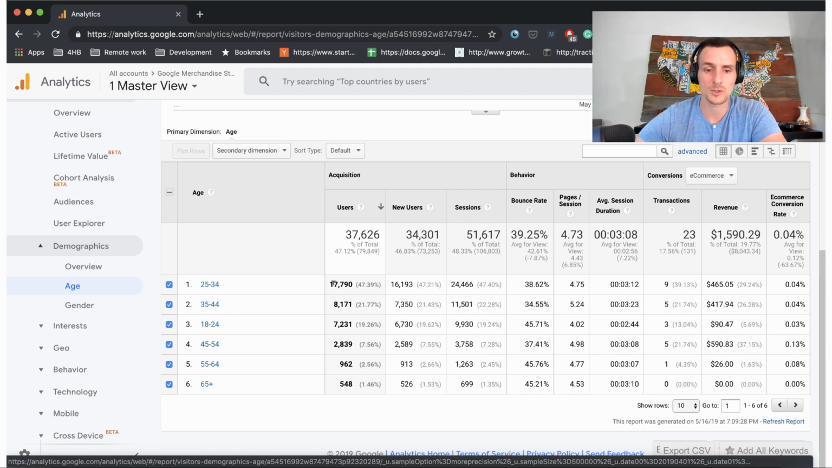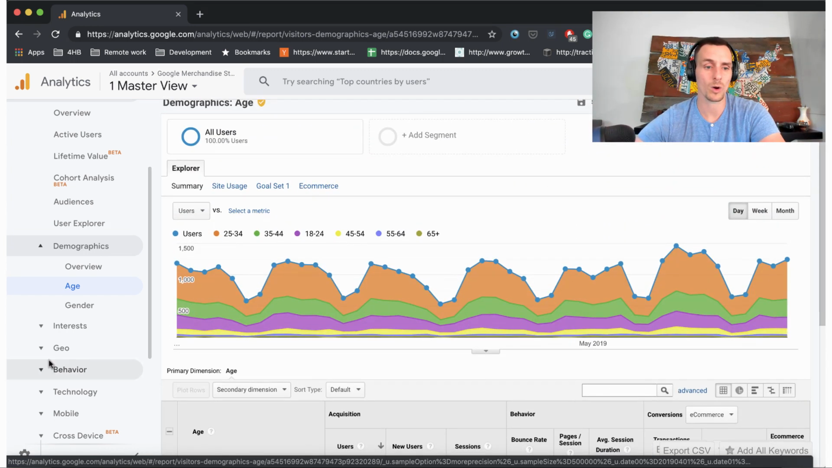There's that many users, so we know that we're popular with that age group. So maybe we can target them more. But we might be able to find opportunities with certain age groups down here because they're converting at a higher number. So it gives you an idea of how specific age groups are converting in one graph.